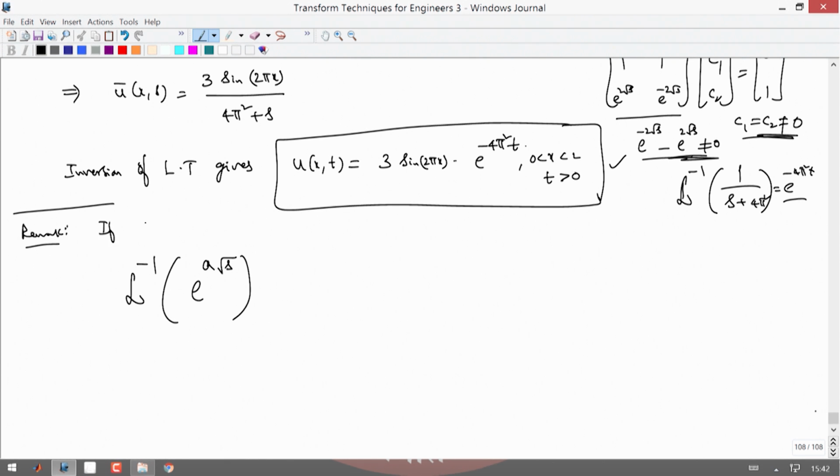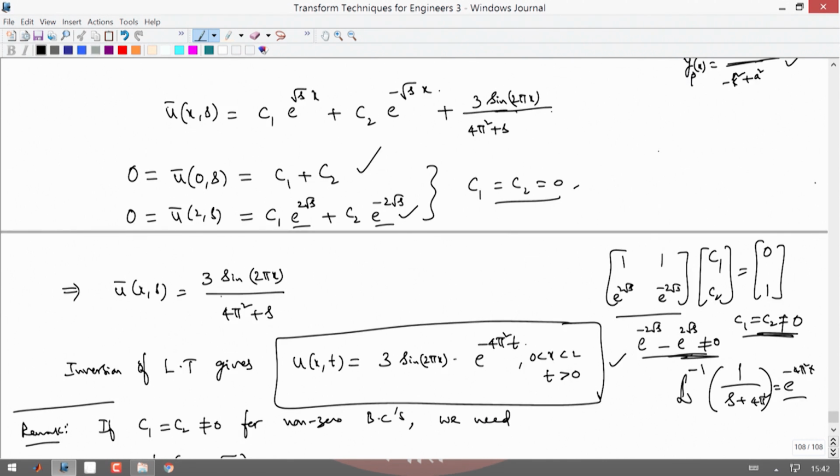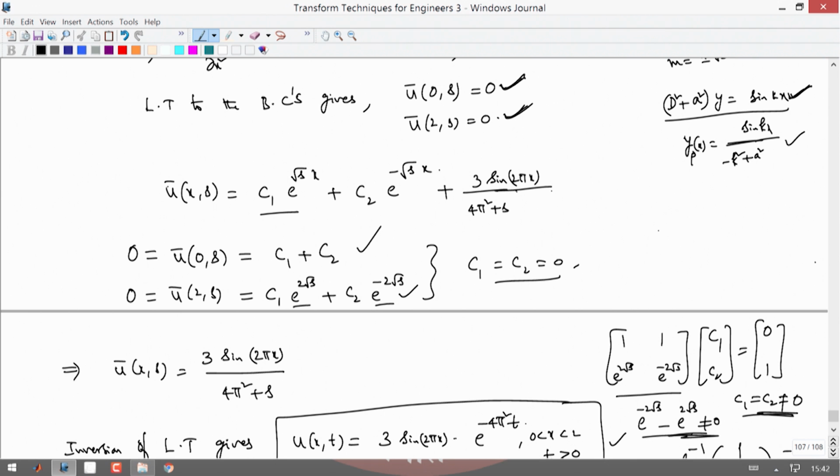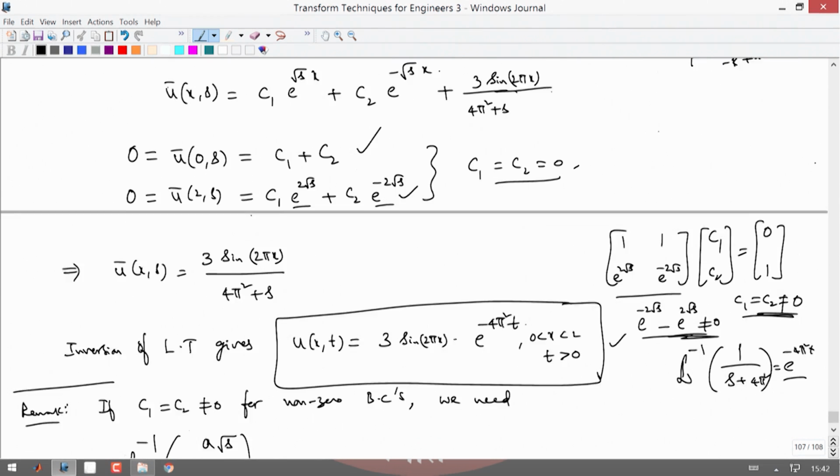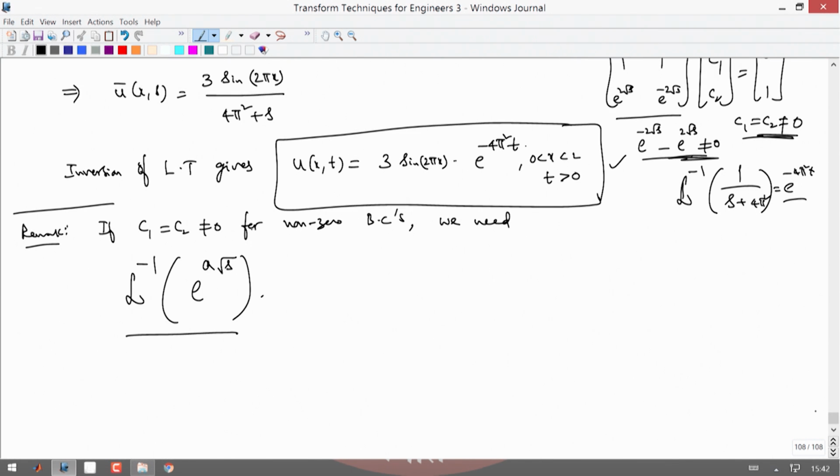If C1 and C2 are non-zero, for non-zero boundary conditions, we need this Laplace inversion of this, because of this general solution. Because of this you have to invert this and get back u of x, t, so you need to know this one. This is actually a value that I will write directly, but I will try to give you in the next video what this Laplace inversion is.